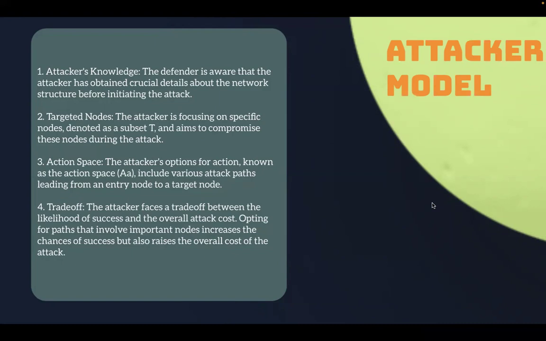The attacker faces a trade-off because going through important nodes increases their chances of success but also increases their overall attack cost.